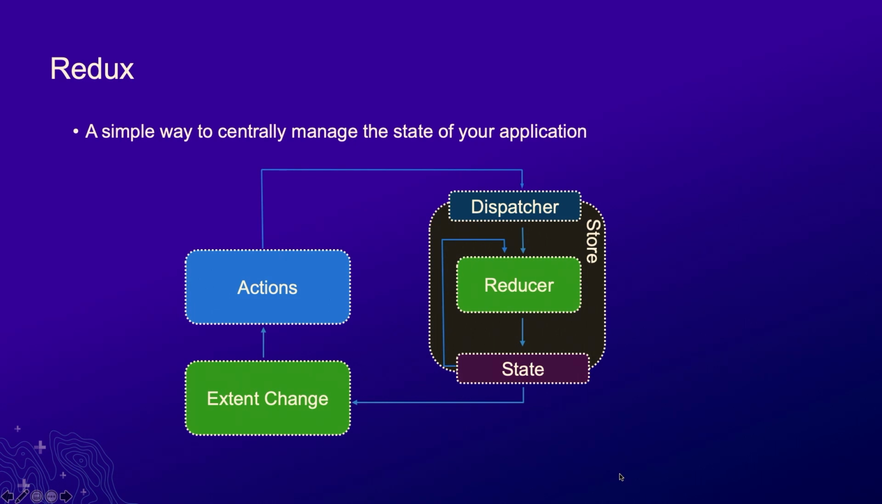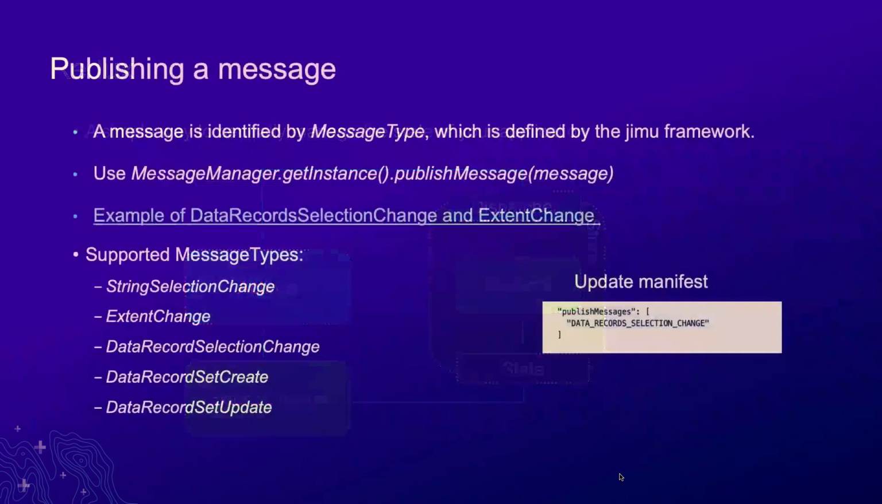So now that you have somewhat of a brief understanding of Redux, let's talk about how message actions work in Experience Builder. Basically, a message has a message type property, which indicates the type of action to be performed, such as an extent change or data record selection change. The action only describes what happened, but it doesn't do anything. It doesn't describe how the application changes.